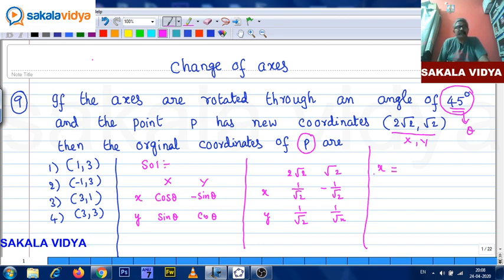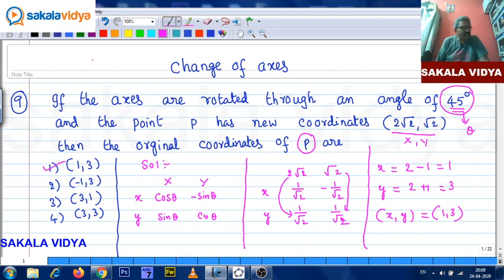Small x is equal to capital X cos theta minus capital Y sin theta. So 2√2 into 1/√2 is 2, and -√2 into 1/√2 is -1, so x is 1. Now y: 2√2 into 1/√2 is 2, plus √2 into 1/√2 is 1, equals 3. So the original coordinates are (1, 3), and the first option is the right option.